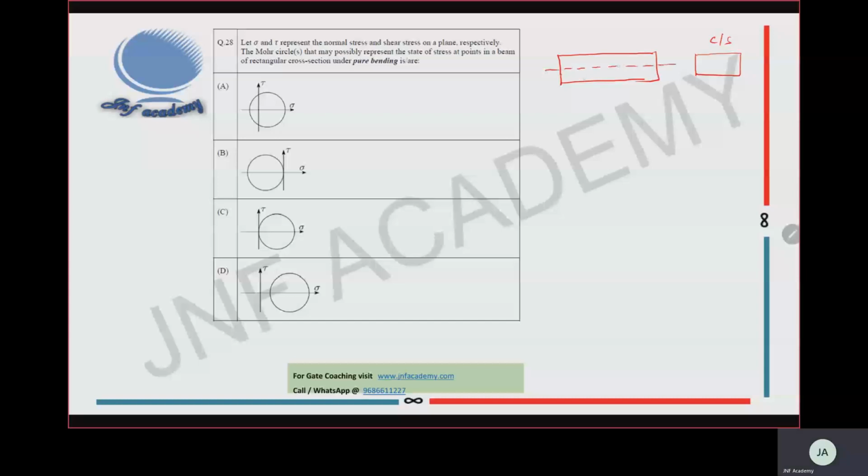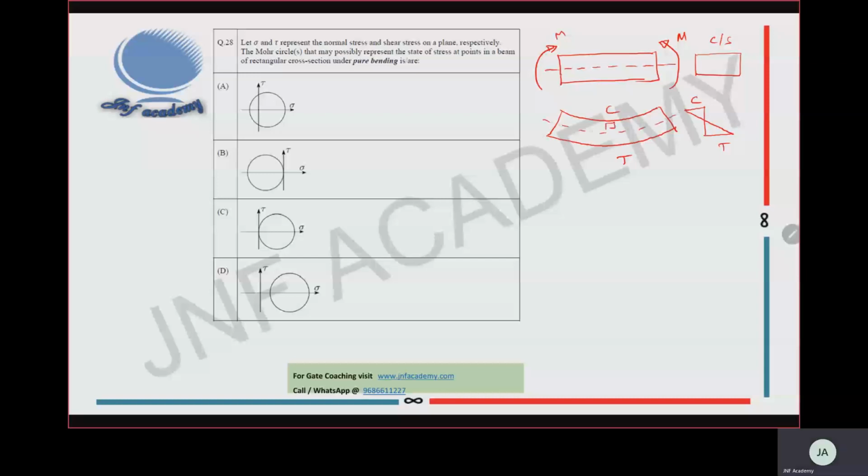This is the neutral layer. It is subjected to pure bending like this. When you subject the beam to pure bending, it will deform like this. Top layer subjected to compression, bottom layer subjected to tension. So the bending stress distribution will come like this: compression, tension. This is the neutral layer.